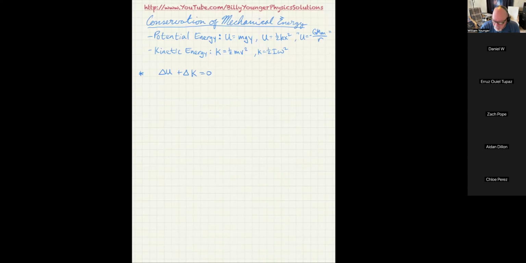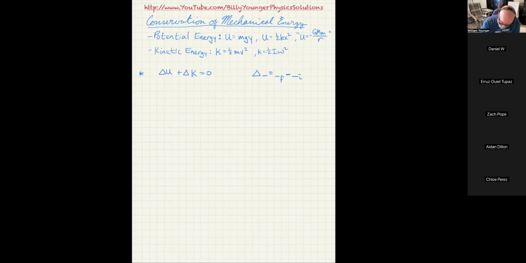Now, if you remember, delta blank is defined to be blank final minus blank initial, meaning whatever symbol you put in this little blank right here is going to be in this blank and this blank as well. So this could be a U or a K or a V, and then this has to be the same U or K or V, whichever one you used. So that's what that means.